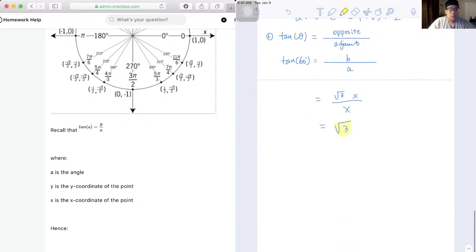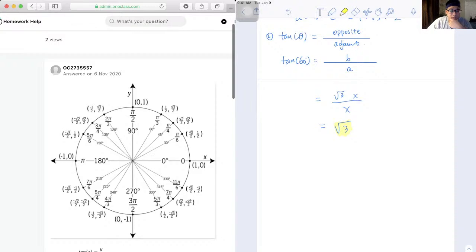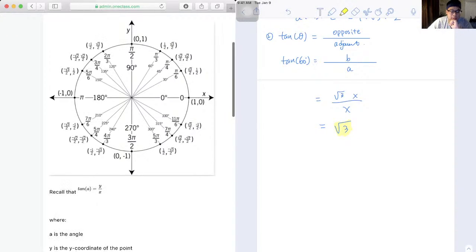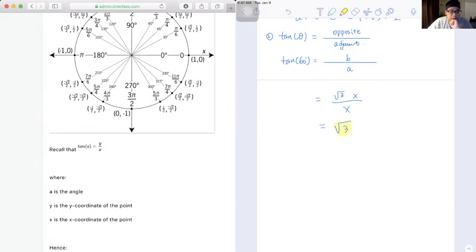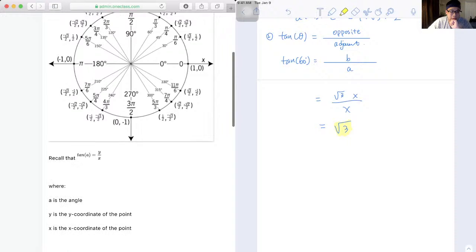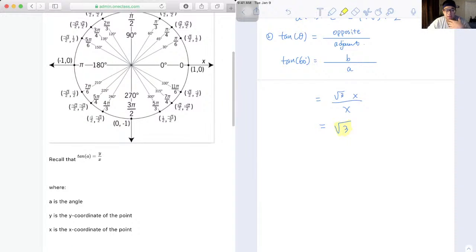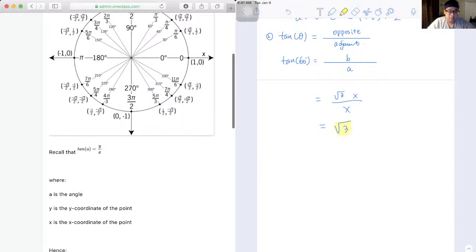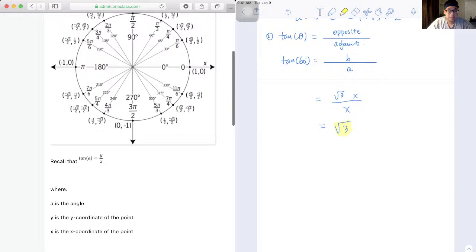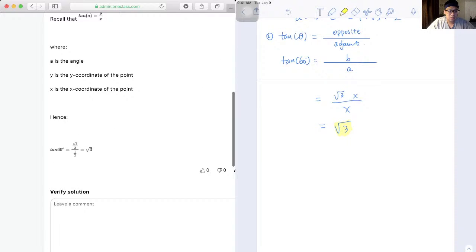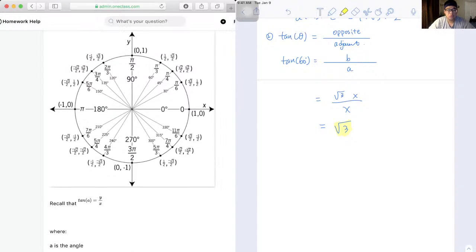Yep. Or if we look at our junior tutor's answer, he or she is approaching this question by using the unit circle. Okay, and still tangent A is equal to y over x, where y is the y coordinate of the point, and x is the x coordinate of the point. So we just need to find 60, and then we use the y coordinate over x coordinate.